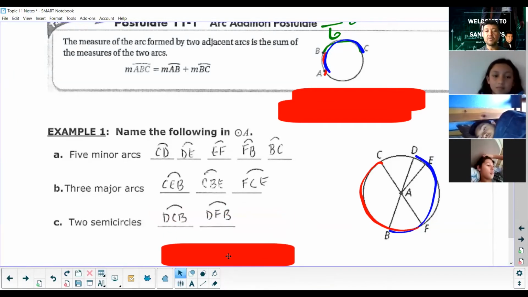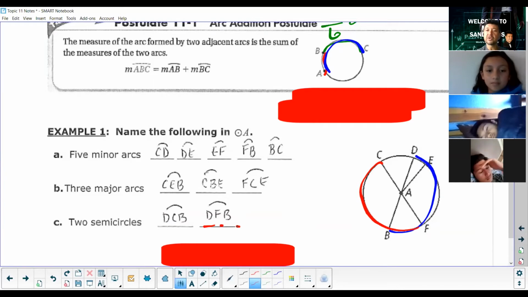Now remember, they named 3 points because they wanted to show the direction, like here DCB, they went that way, and DFB, they went this way. Does it make sense? They show the direction they're going as a result of the 3 letters, so you know which orientation you're going as you're doing the solutions for these problems.